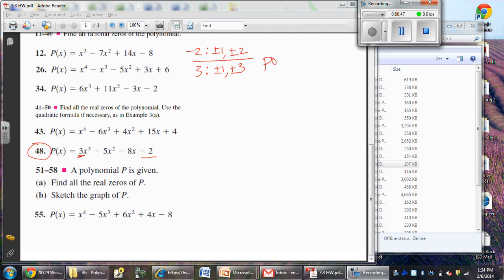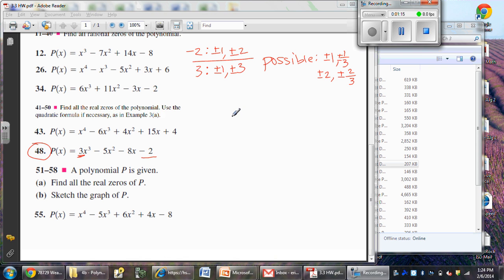So then my possible roots, or possible zeros, would be, on the top, plus or minus 1 over 1, which would be 1. Then 1 over 3, which would be 1/3. And then we have 2 over 1, which is 2. And then 2 over 3, which is 2/3. So those are my possibilities: 1, 1/3, 2, 2/3, all of them plus or minus.